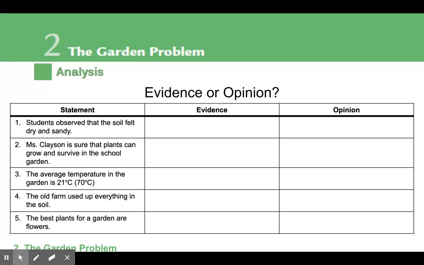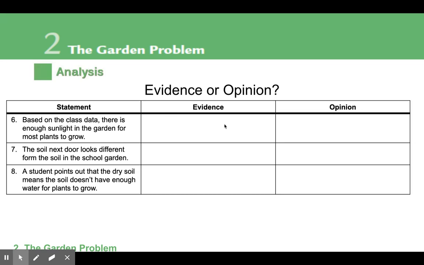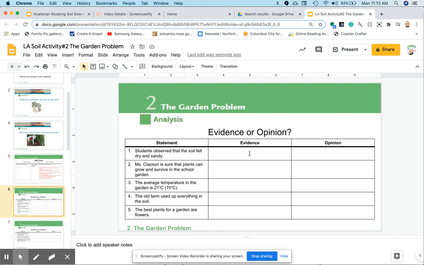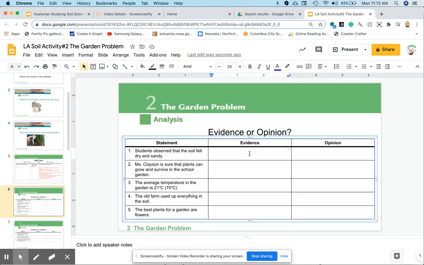All right. Now, we're going to go over evidence or opinion statements. I think I did the first 2 with you the other day, but we're going to go ahead and do them again. To do that, I'm going to go half screen. Number 1, students observed that the soil felt dry and sandy. That is an evidence statement, and it's evidence based on a direct observation. They were able to directly observe through sight and touch that the soil felt dry and sandy. That's why it is not an opinion statement.